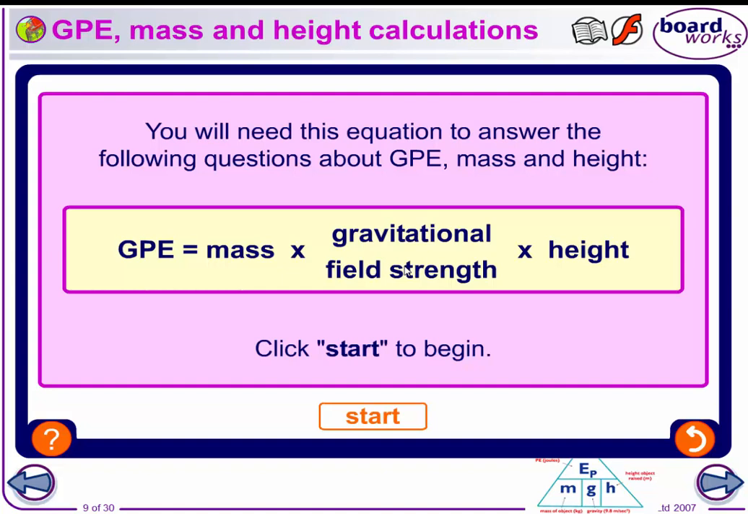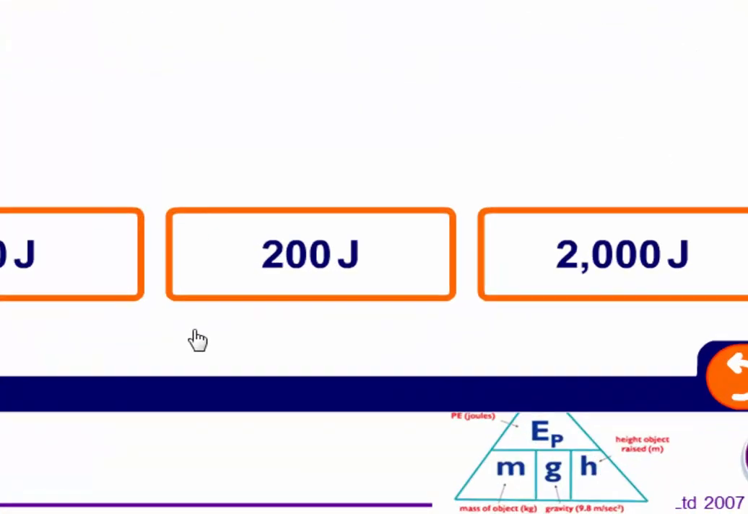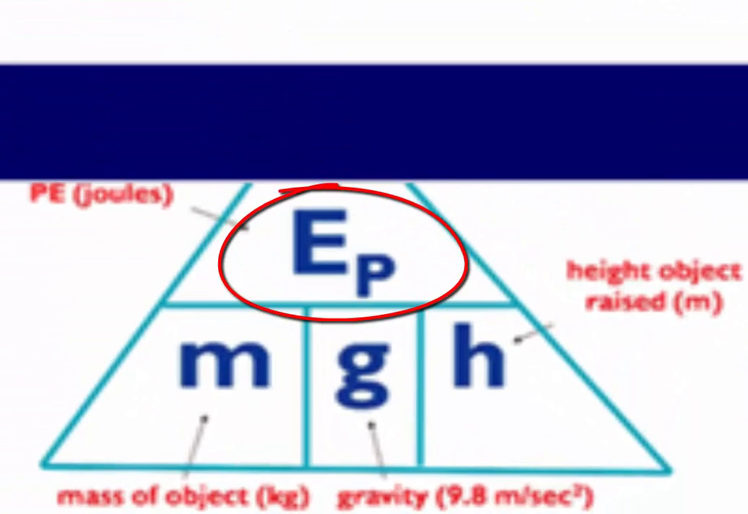Now we can answer some of these equations. Let's start. A 5 kilogram rock is lifted 4 meters above the ground. What is its GPE? Well, you know the mass, you know 10, and you know h, so you need to find GPE, or EP, for potential energy, as it's written here. M times G times H.